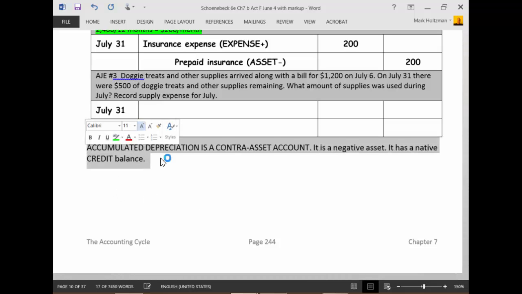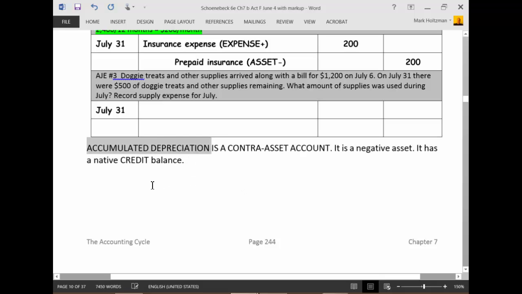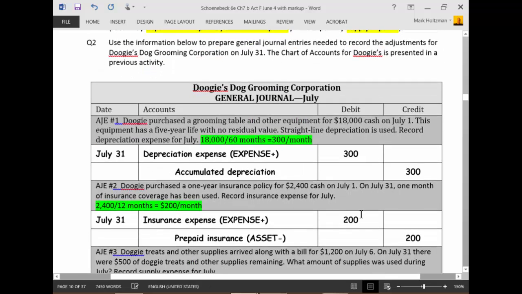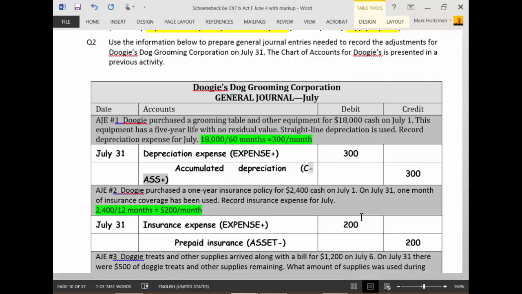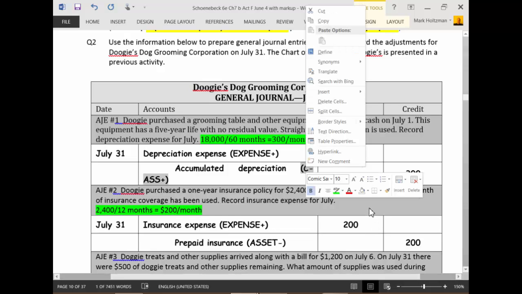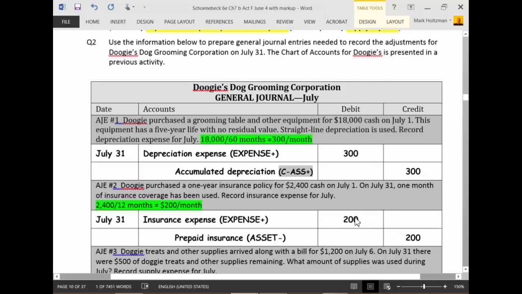Just so you're aware, accumulated depreciation is a contra asset account. It's a negative asset, so it's going to have a normal credit balance. By crediting accumulated depreciation, I'm going to increase it and decrease the asset. Crediting accumulated depreciation increases accumulated depreciation, and accumulated depreciation, remember, offsets the asset on the financial statements. You'll see this in a little while.